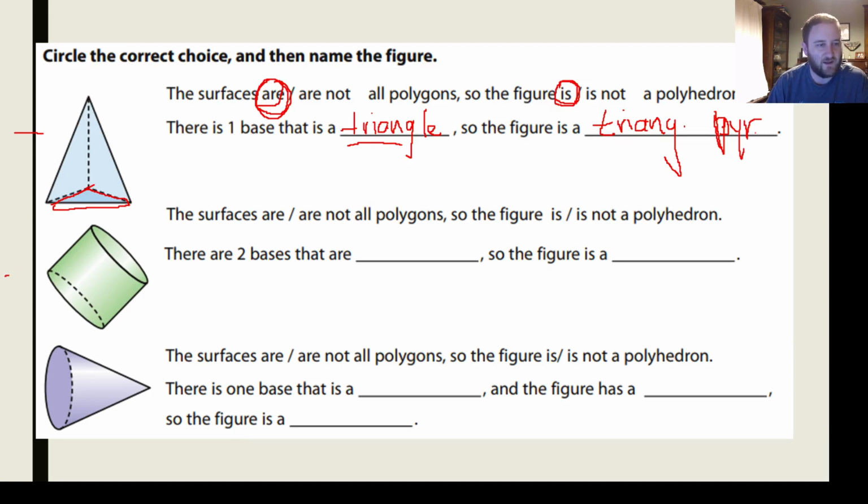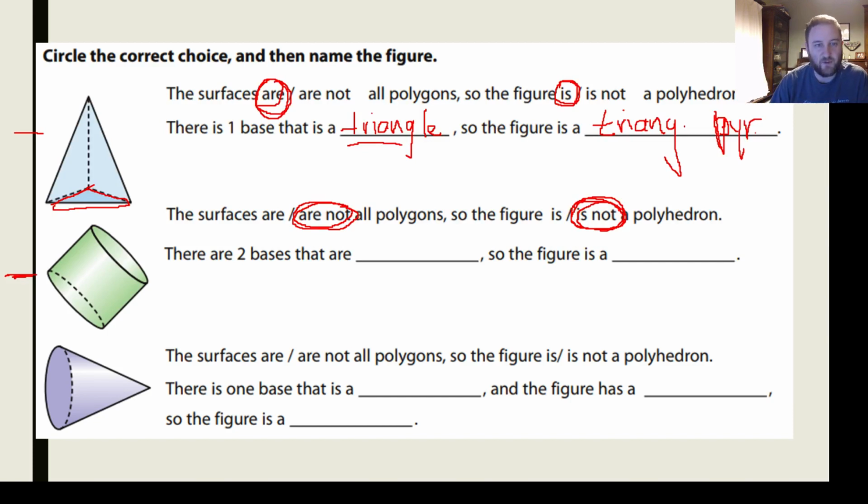Alright, so let's look at this second figure here. So the figures are or are not polygons. So here we've got a curved surface here, and we've got two bases that are circles. Are circles polygons? No, they are not. So the surfaces here are not polygons. So this figure is not a polyhedron. Remember, if all surfaces are not polygons, that means it's not a polyhedron.